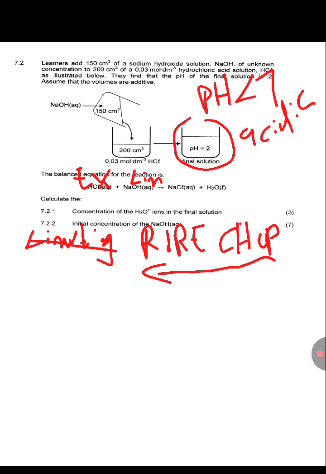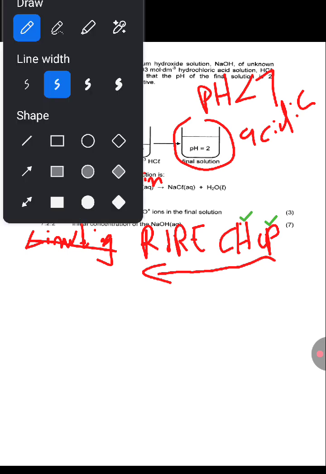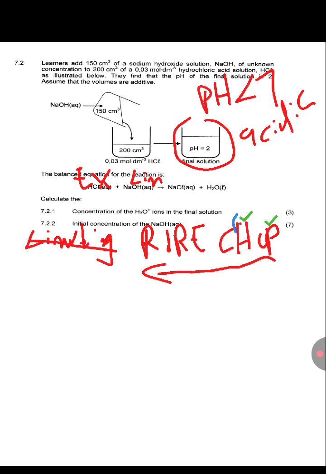What does it say? It says calculate the concentration of hydronium ions in the final solution. So what I'm going to do is, I know pH. Now, what am I going to do? I'm going to find what the concentration of hydronium ions are. Because I know that this is the concentration of hydronium ions. So starting from pH, I'm going backwards like this, right? So let's look at it.